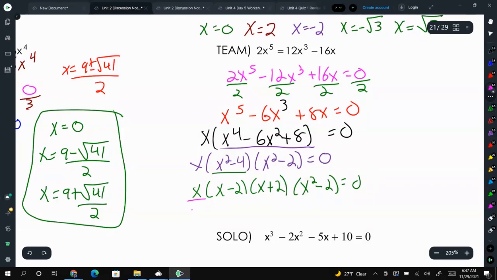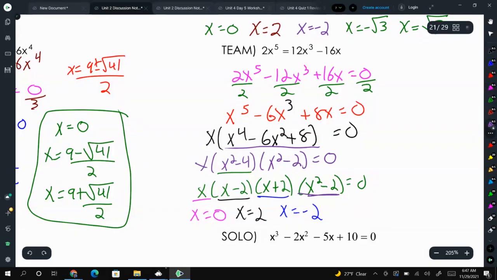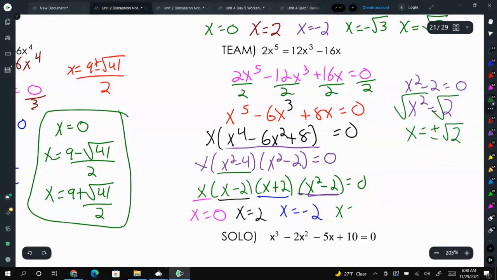Now for these, they are going to be simple. So x equals 0, x equals 2, x equals negative 2. But for this, we have to do some work. So x squared minus 2 equals 0. Add 2 to both sides. So x squared equals 2. And then when we square root, we get x equals plus or minus the square root of 2. So we have x equals negative square root of 2 and x equals positive square root of 2.